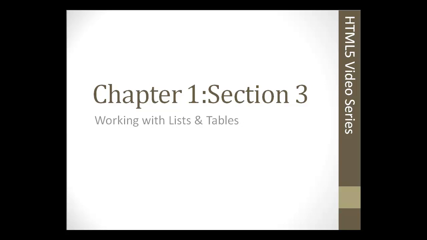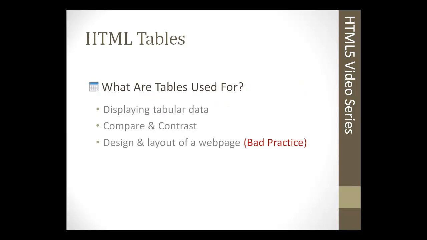Welcome to Section 3. In Section 3 we're going to be talking about lists and tables. So what are HTML tables? Tables are very similar to an Excel or other spreadsheet type of document. Tables are a great way to organize data into a tabular form. Tables help you see and process a great deal of information in a summary that's readable and efficient. Tables are also a great method to compare and contrast different types of data.